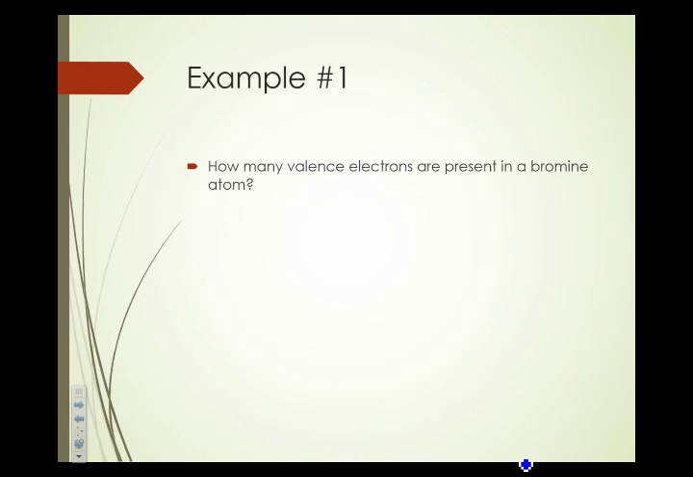How many valence electrons are present in a bromine atom? Well, if we do the electron configuration for bromine, it would take a while. So let's do the noble gas shortcut. We've got argon, and then bromine is 4s2, 3d10, 4p5.